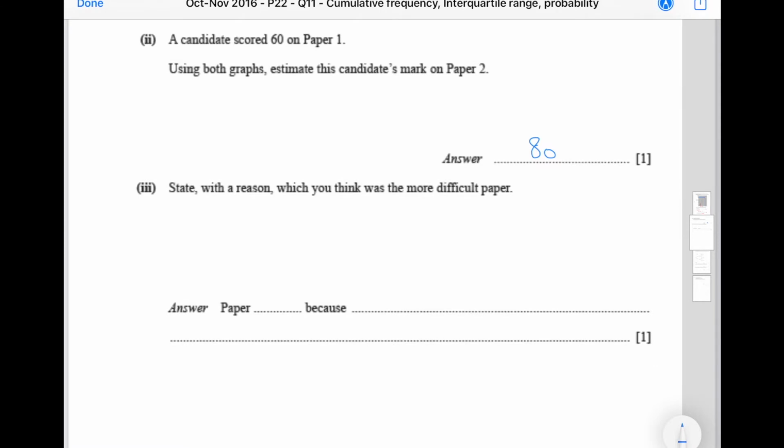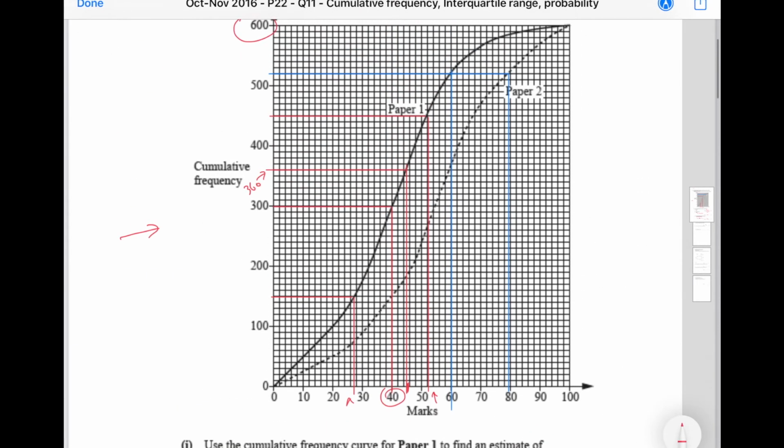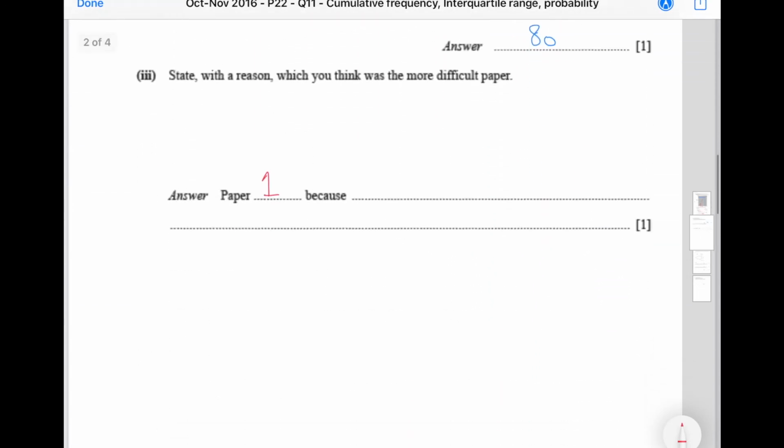Part 3 says state with the reason which you think was the more difficult paper. Of course, it's a very simple question. So paper 1 was more difficult. First of all, if we look at the median over here, it is lesser than the median that paper 2 would have. So the reason being, the median score for paper 2 was higher than paper 1. That's not the only reason.